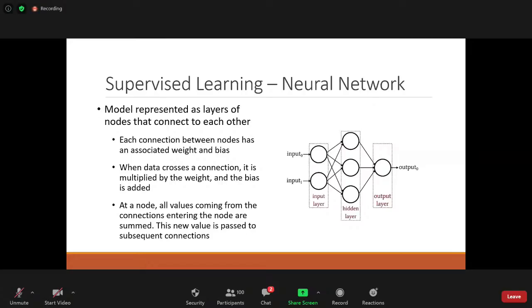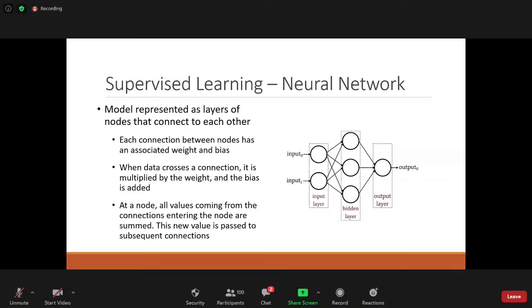So what's important to identify here is that each connection between the layers of nodes has an associated weight and bias. That means when you enter a value into, say, an input node, when that value is going to be propagated to the next layer, it must pass a connection to reach a node in the next layer. When it passes that connection, the value that was put into that node is then multiplied by the weight, and then the bias is added to that value. The new value is what enters the node in the second layer of the neural network. So this is repeated for all of the different connections across the neural network. As this data propagates forward through the neural network, we end up with a final value that we can take as the output of the neural network.